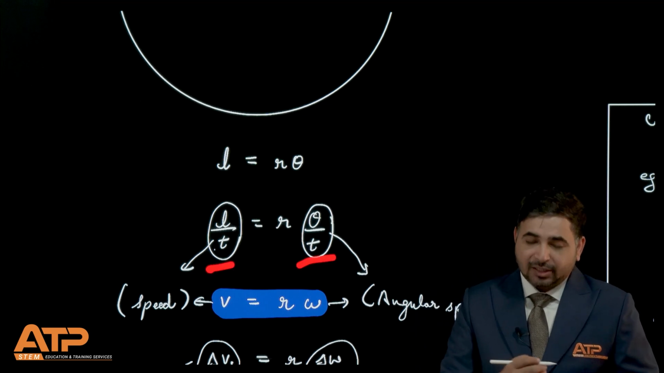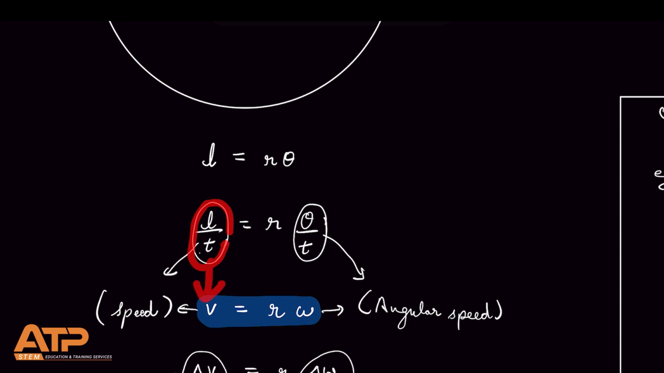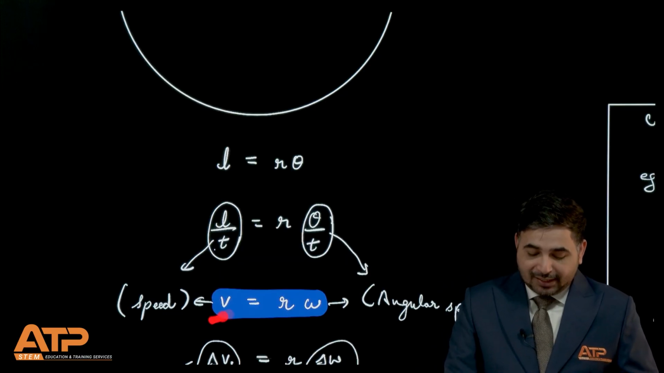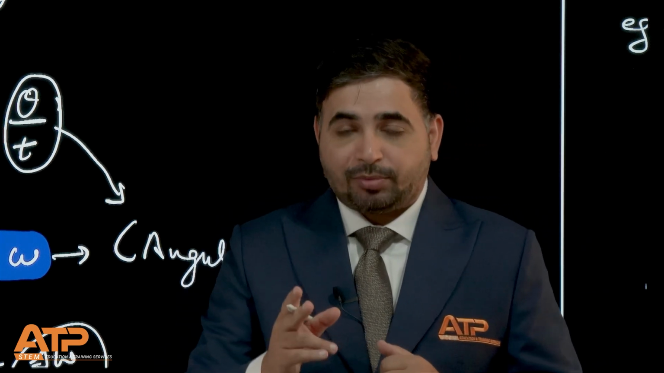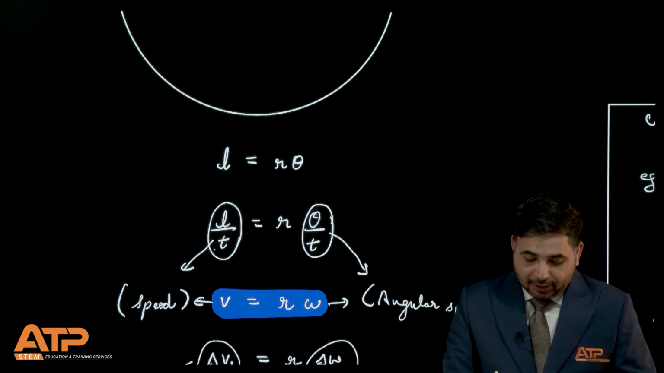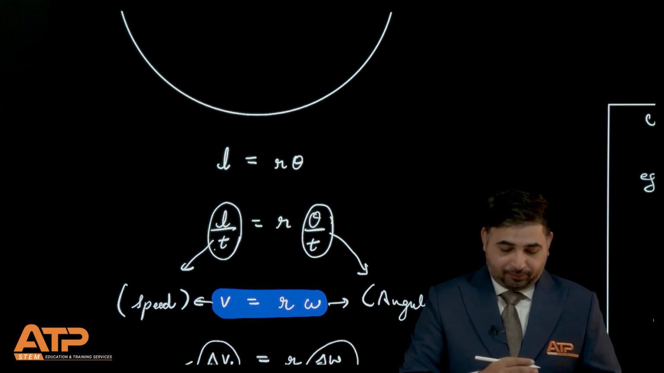If we divide both sides by t, then what do we get? We will get L by t, which is the speed, and theta by t, which is angular speed. I'll be elaborating more on this shortly. This is just a basic relation here. So v equals r omega. Linear speed of the object, how the object is moving forward along a circular path, is related to its angular speed, angle covered per unit time.